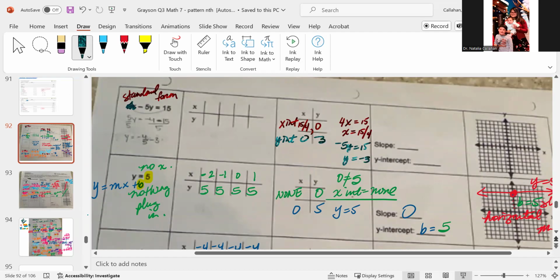Right? Mm-hmm. So then from here, in order for you to find the slope, you will have to literally solve this, right? Mm-hmm. So subtract the 4x on both sides. So we have negative 5y equals negative 4x plus 15, divided by negative 5 on both sides. You get a positive 4/5x minus 3. Slope is 4/5. Y-intercept is negative 3.